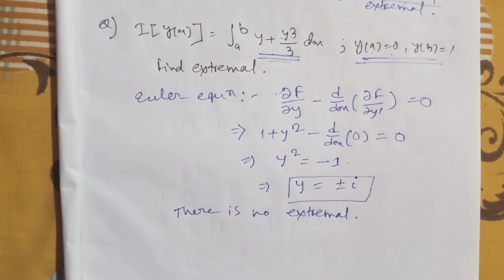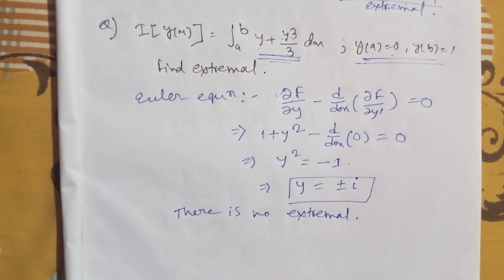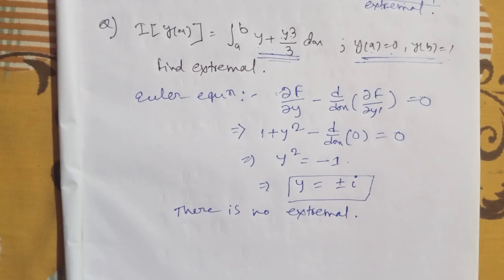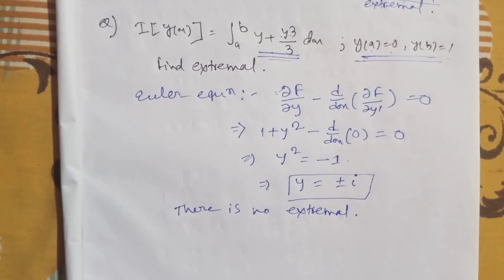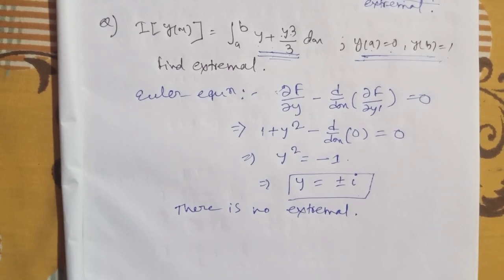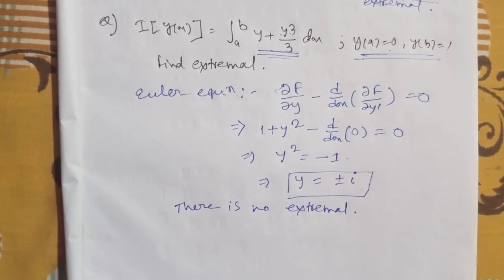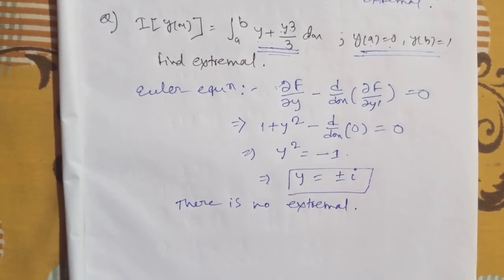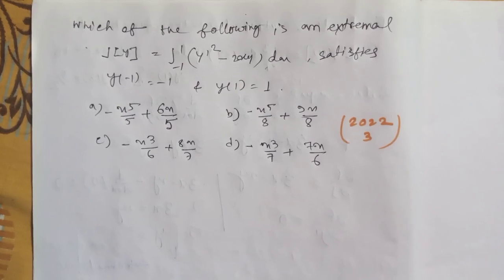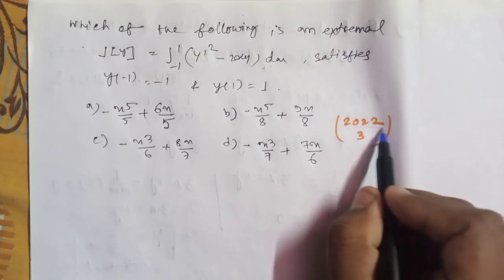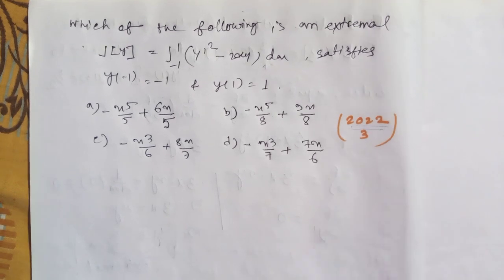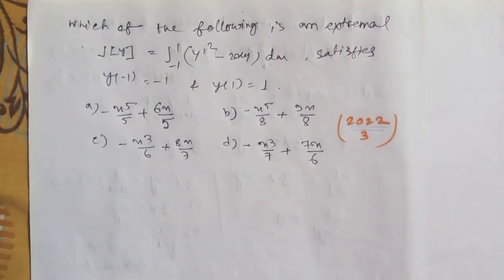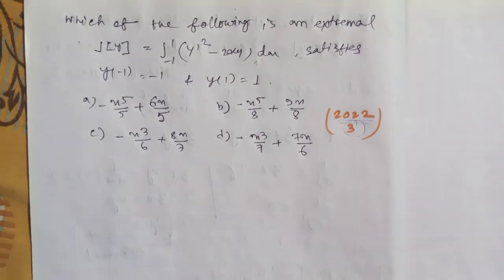In CSIR NET exam, there will be 4 options, and suppose one option is there is no extremal, and you just calculate and find a contradiction, then you have to be aware that the answer will be there is no extremal, right? Now see, this is a question from 2022, and this question came in part B.